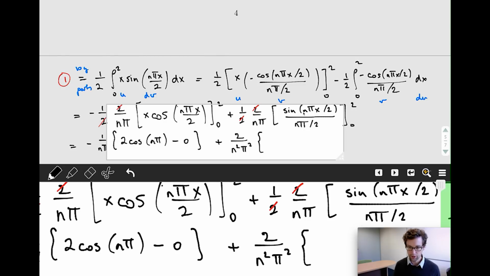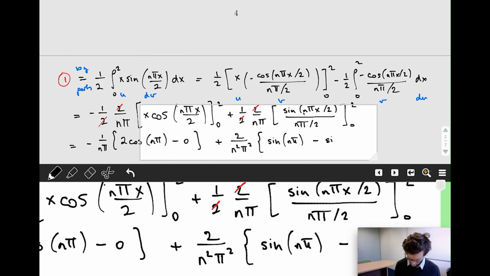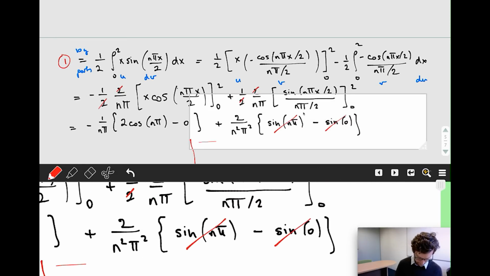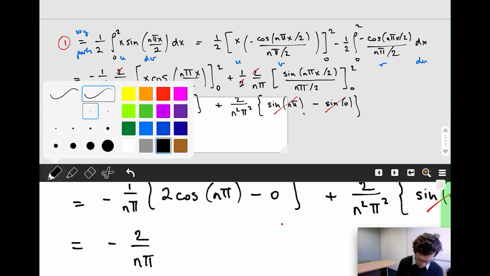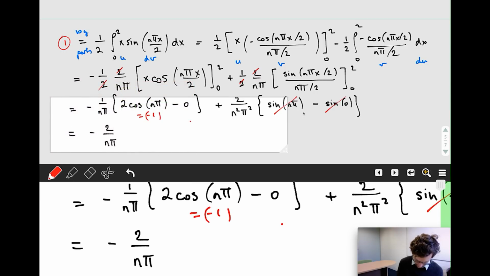And I'm going to put in x is equal to 2 in here, so I've got sine n pi, and x is equal to 0. So these are going to be equal to 0. Sine of n pi is 0, and sine of 0 is 0. So that leaves me with just one term: minus 2 over n pi. And remember that cosine n pi is equal to minus 1 to the power of n. So that's the first part.